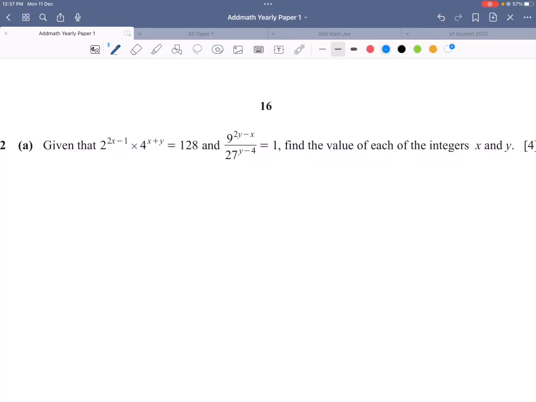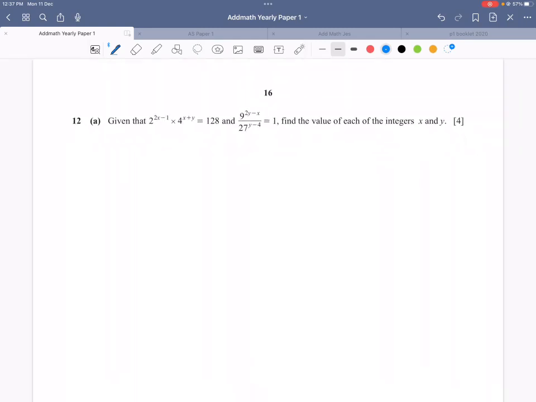It says that given that 2 power 2x minus 1 times 4 power x plus y equals 128. We need to make the bases the same. So the first one will be the same, 2 power 2x minus 1, times 4 to the power x plus y. And 4 is nothing but 2 square, and 128 is 2 power 7.